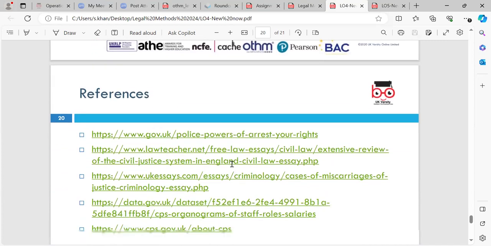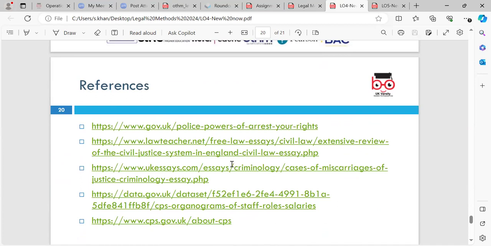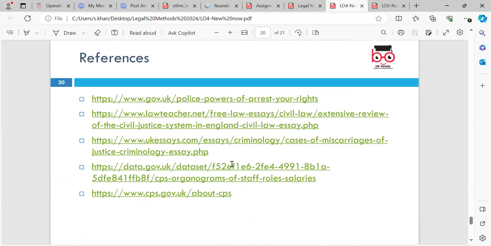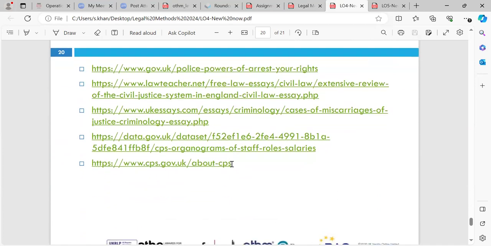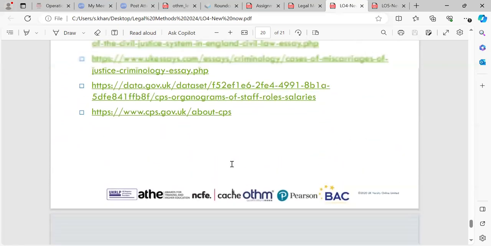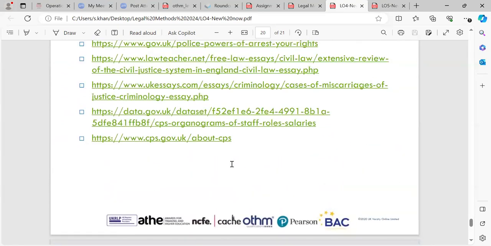We then referred to references for learning outcome four that you can go on to, to help you, and you can link on them to get extra sources.